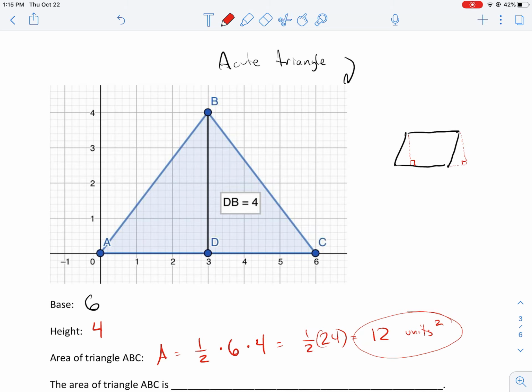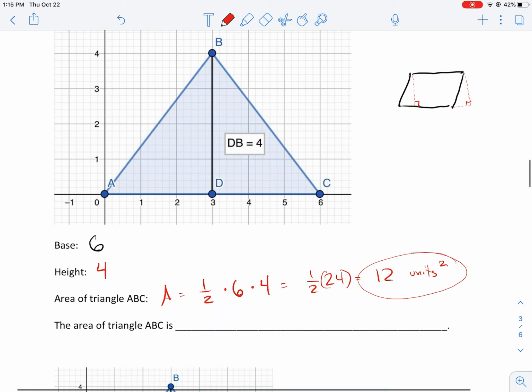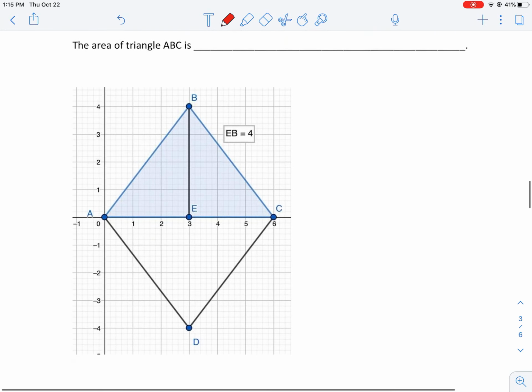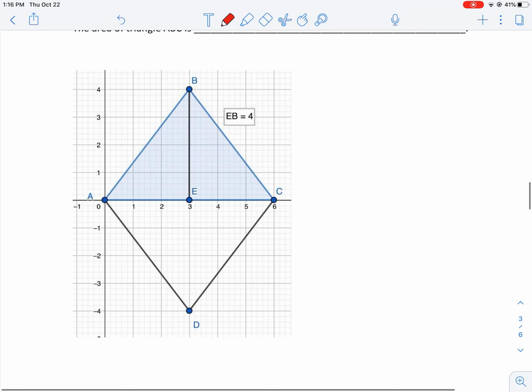I also want to point out that if I were to create this same exact triangle and reflect it over this line right there, what I get is this shape right here. And as you can see, what kind of shape is this? Well, this is a parallelogram. And how do we find the area of a parallelogram?